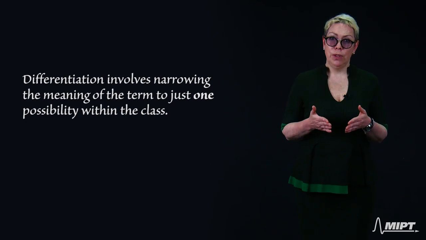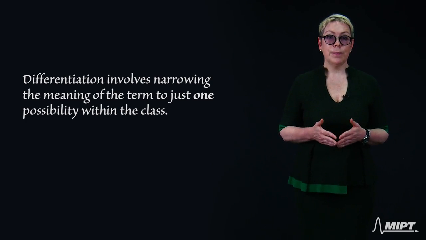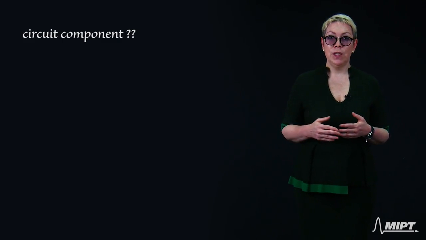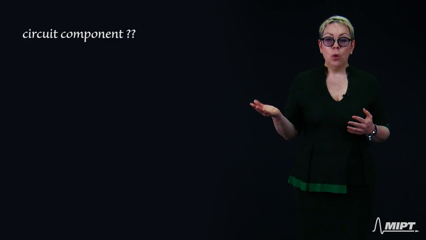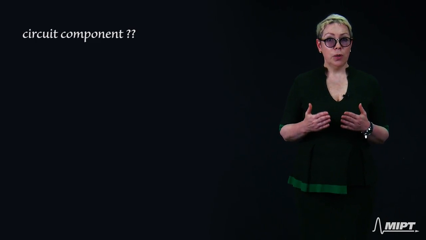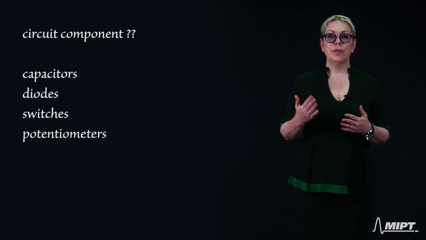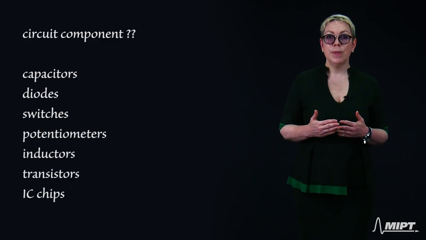The next very important step in defining the term is to differentiate it from all the other members of the class. Differentiation involves narrowing the meaning of the term to just one possibility within the class. Clearly, it would be easier to narrow the class of circuit components to a particular resistor than it would be to narrow the class of device to a particular resistor. There are all kinds of devices in the world and relatively few circuit components. The class circuit components, however, still contains many possibilities: capacitors, diodes, switches, potentiometers, inductors, transistors, and IC chips, to name a few.